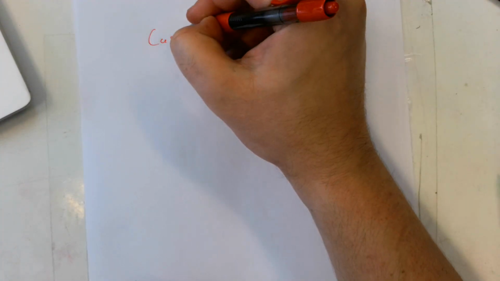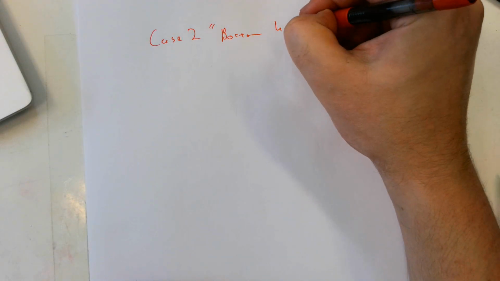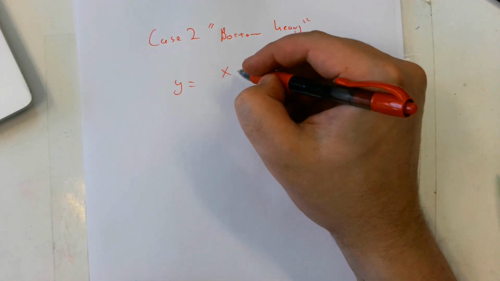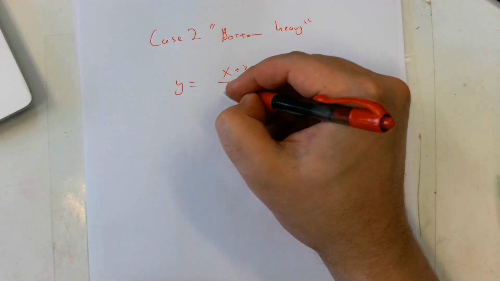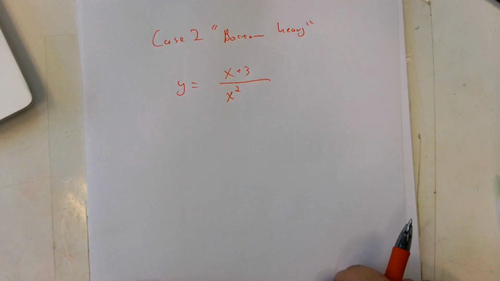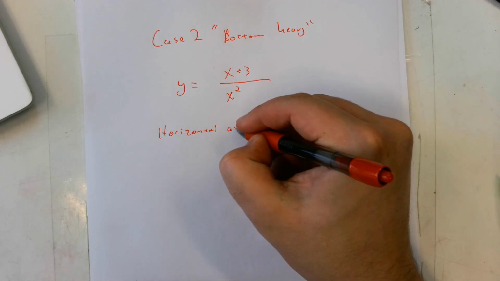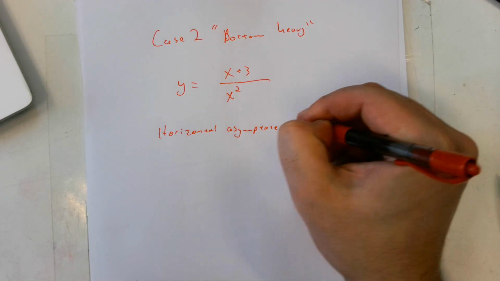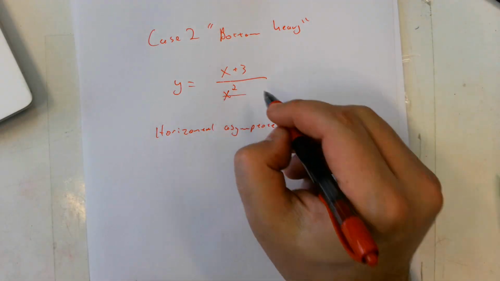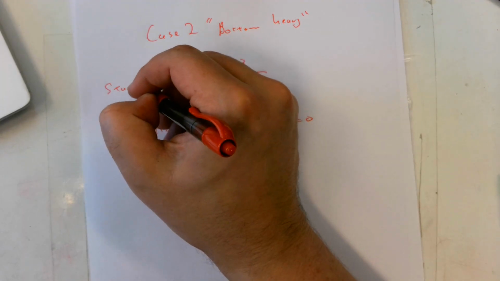Case 2. This is bottom heavy. Y equals, and I'll stay in standard form, x plus 3 over x squared. Just make it that. Boom. My horizontal asymptote will be y equals 0. Always. Wicked easy. I'm bottom heavy. I'm cooking with gas. This is my standard form.